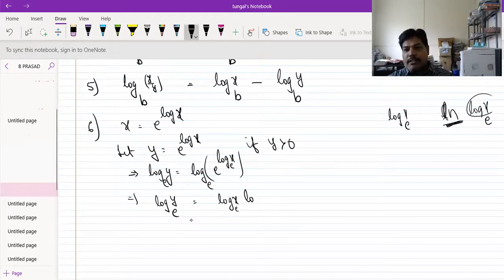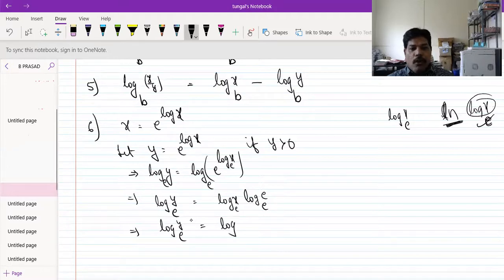Otherwise we can write log x, so they did not mention that e. You have to understand that the base is e only. So here log x is nothing but the base is e, and log e base e. So that implies log y base e is equal to log x base e into 1. Why? Because we already know the first formula: log p base a is nothing but log p by log a. Are you understanding that?